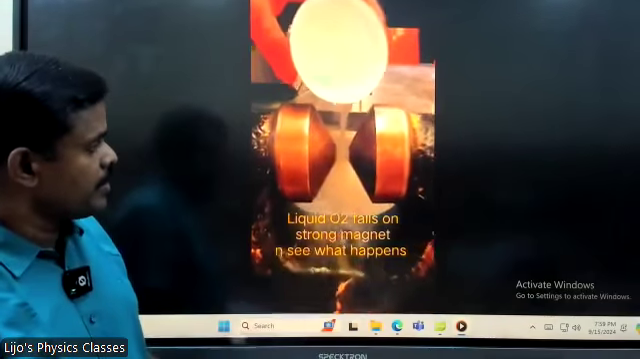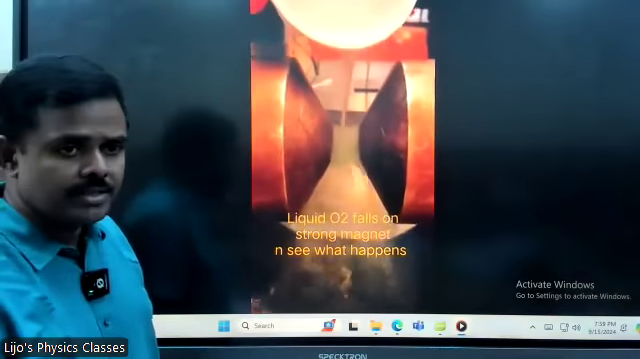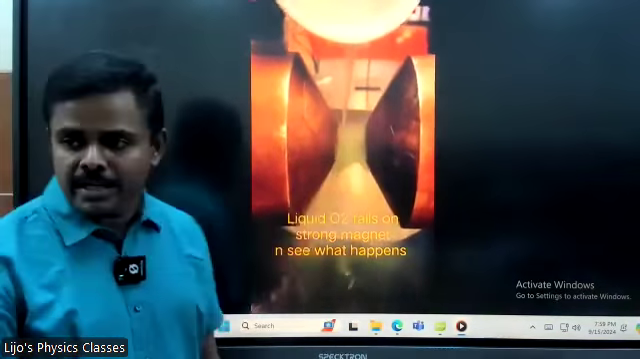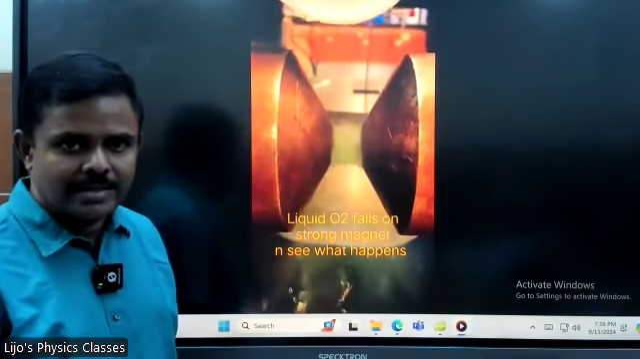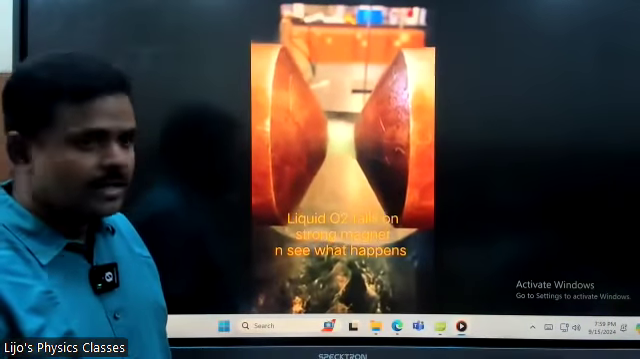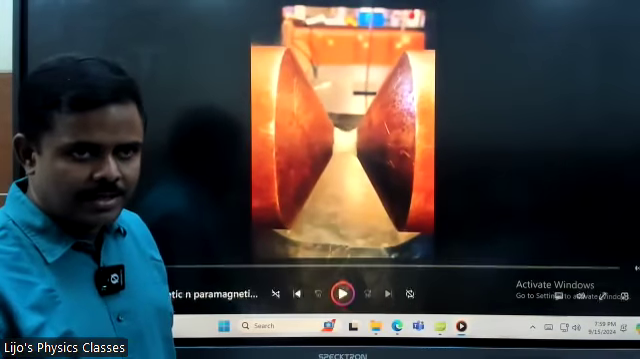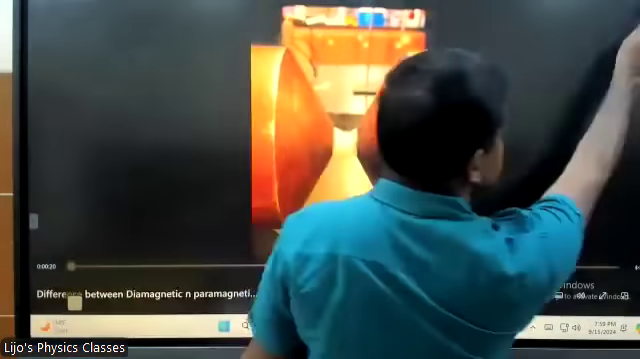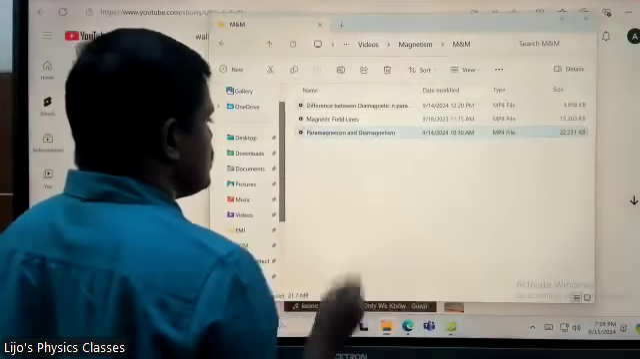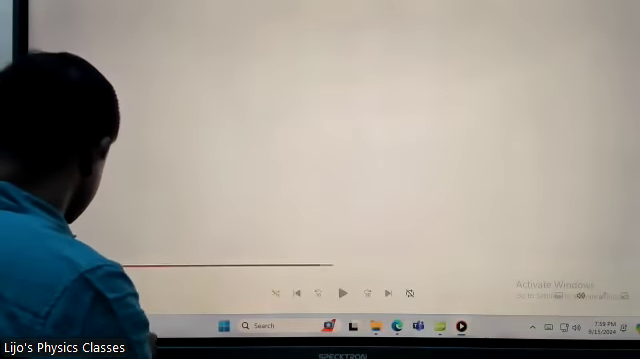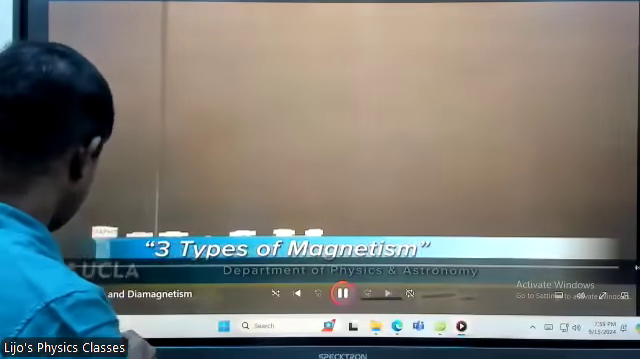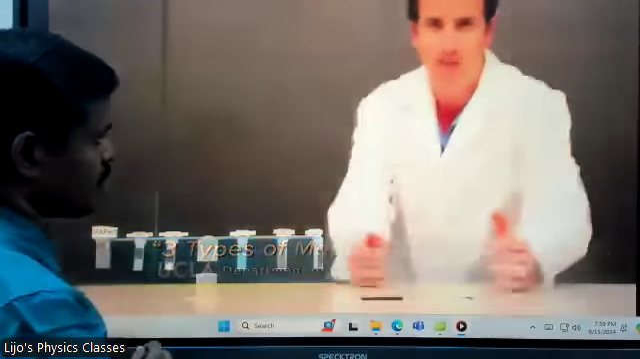liquid oxygen. When you put liquid oxygen, it stays there in the magnetic field, right? Correct. Stays there, right? Because it's being attracted. Got it. All right. Hope you understood this. I'll show you one more thing now. Now, this video is lengthy, in fact, but it tells you the clear differences between dia, para, and ferromagnetism.